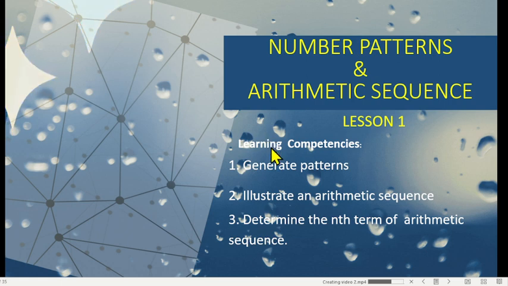Good day, mathletes! We're now on the first lesson of the first quarter for the school year 2021-2022. At the end of the lesson, we're expected to meet the following most essential learning competencies.